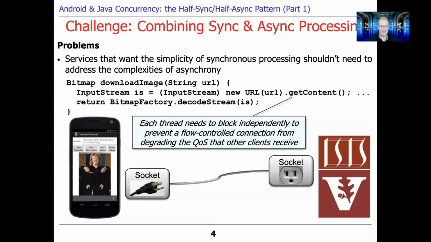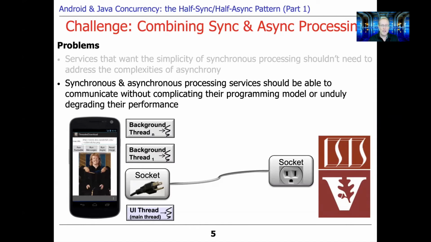So every thread that's going to be doing this needs to be able to block independently. The reason for that, of course, is if you end up with a large file or you encounter flow control during the download, you don't want to degrade the quality of service from other threads that are doing the same thing. Now, the way this all has to work under the hood is we want the synchronous and asynchronous processing to communicate without unduly complicating the programming model. We don't want to make it really hard to integrate these two different styles of processing. And of course, we also want to ensure performance remains good, because there's no point in using multi-threading if your performance goes out the window.